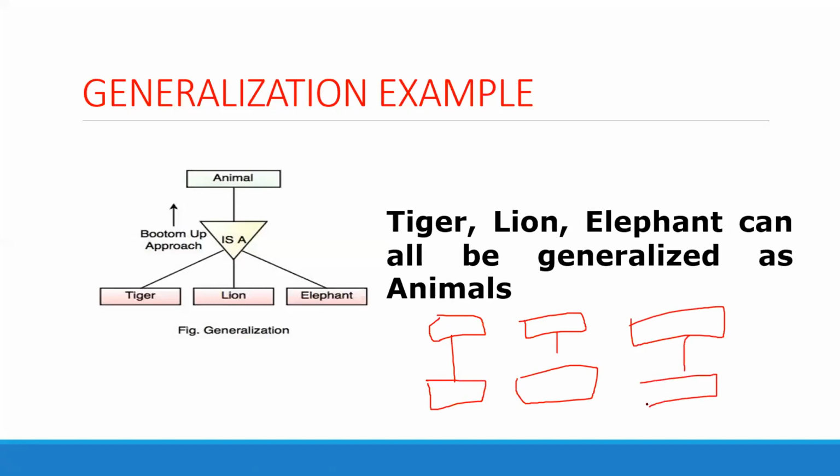Okay, so now here animal is the common entity. This one is common, this one is common, and this one is common. Okay, now we want to make it a generalized entity based on these three entities: tiger, lion, elephant. Okay, now we will follow from the bottom. So tiger is an animal, lion is an animal, so it establishes the relationship with the generalized entity animal. Okay, so this process is also an example of a generalized entity.